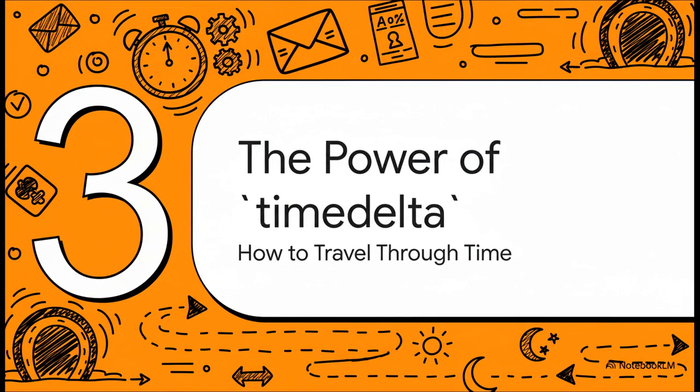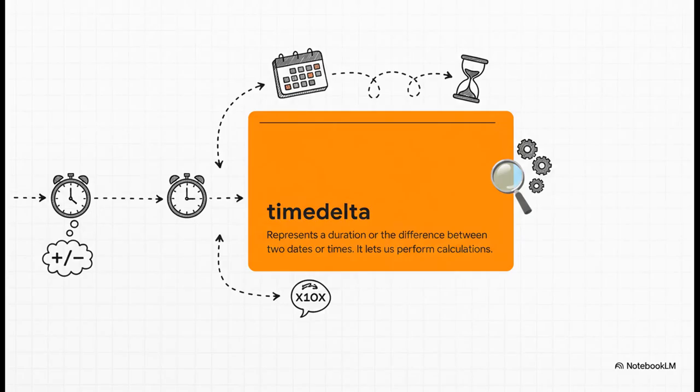All right, so we know how to pinpoint a specific moment in time. But what about moving between them? This is where the real magic of this module comes into play, with a tool called timedelta. Now this is the crucial thing to understand. A timedelta object doesn't represent a specific point in time. Nope. It represents a duration of time. Think 30 days or 2 hours and 15 minutes. It's the engine that actually lets us do math with dates.